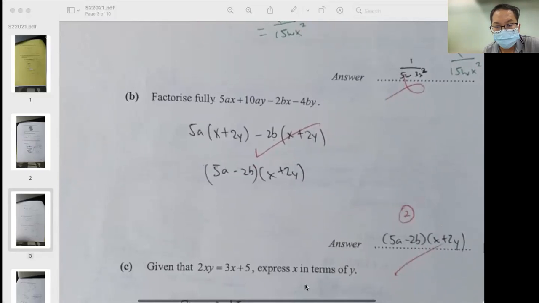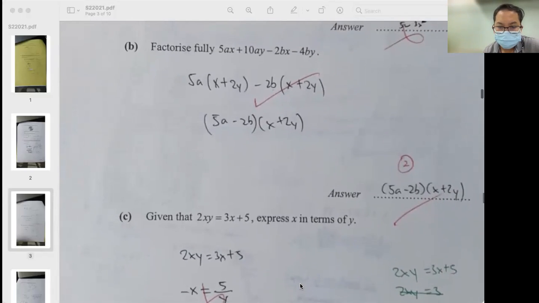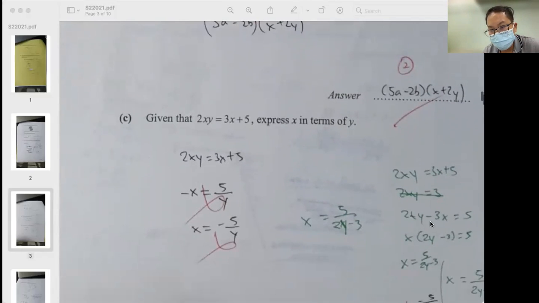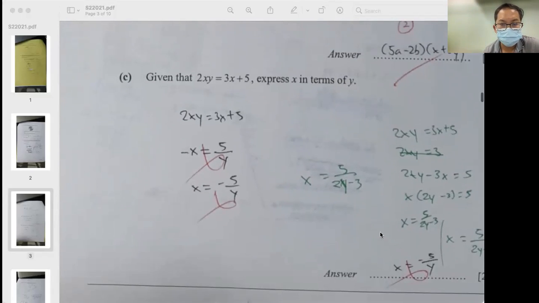Part C, do this question. Express x in terms of y. It's something like changing the subject of the formula. If not done, please pause. If done, continue. Basically, shift all the x to one side. So 2xy minus 3x equals 5. Take out the x: x times (2y minus 3), then bring over, so x equals 5 over (2y minus 3).